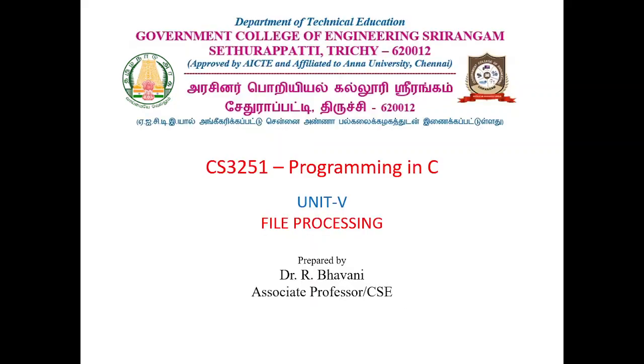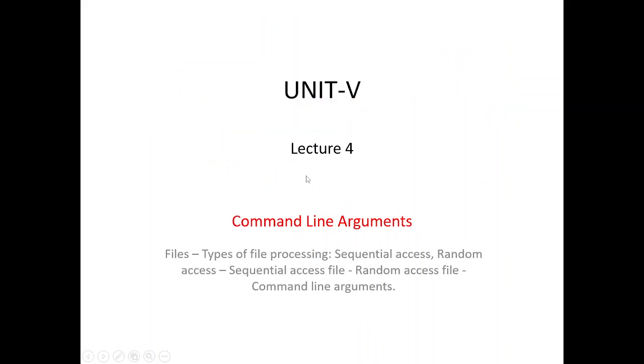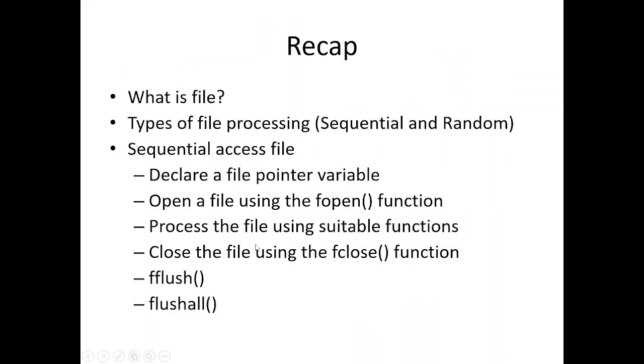Hello everyone. This is the last part of Unit 5 File Processing in the course CS3251 Programming in C. In this lecture we are going to discuss command line arguments.